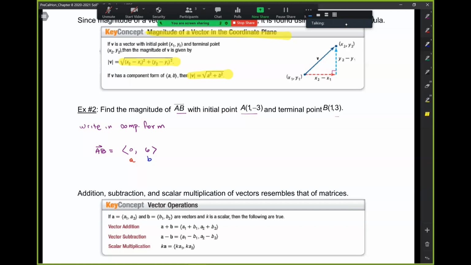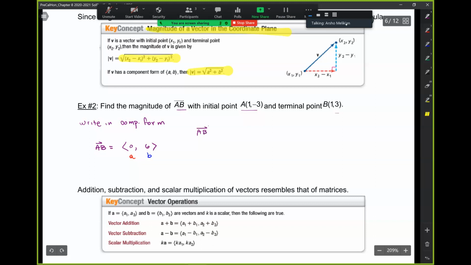We just label them A, comma B. To find the magnitude of AB, all you have to do is take a square root of the first one squared plus the second one squared. So AB magnitude is just 6.